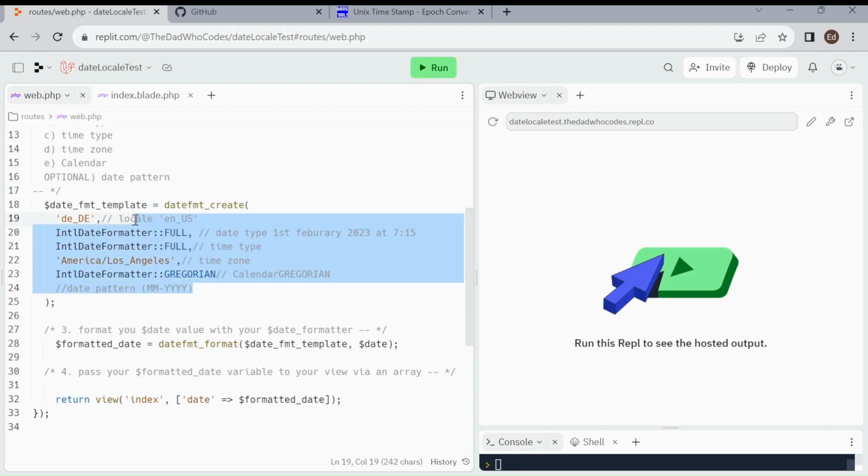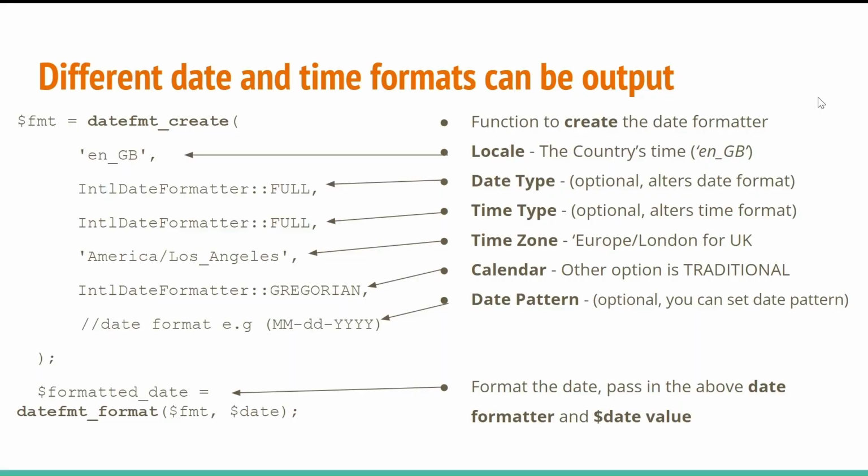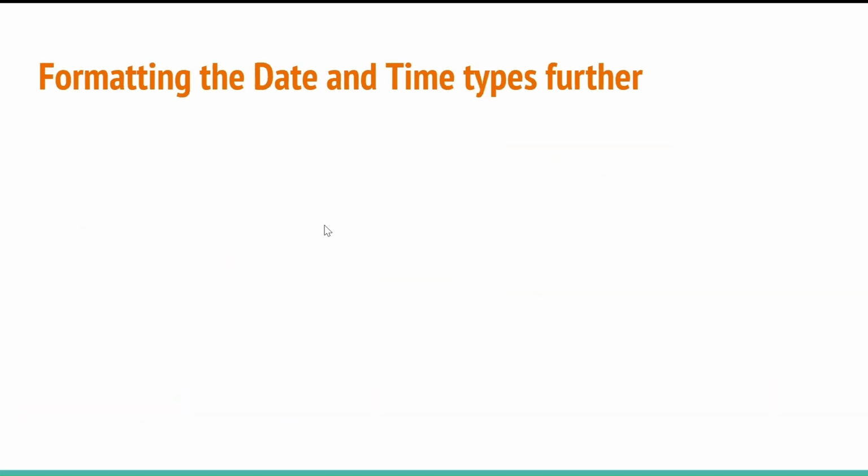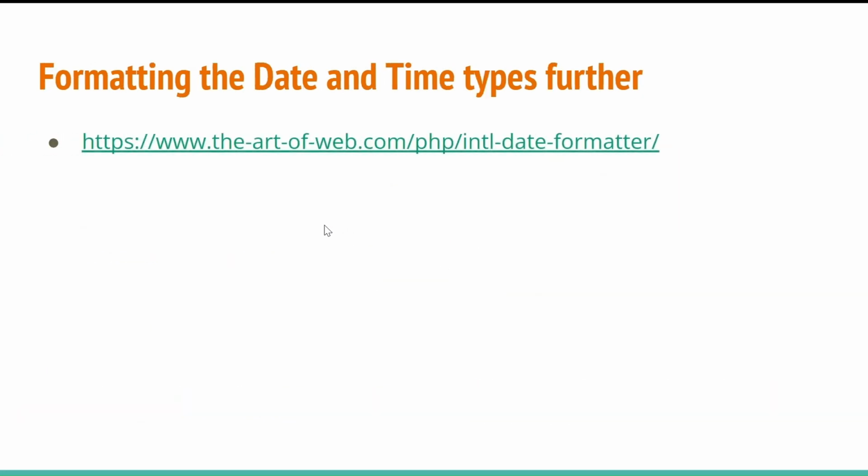And we're going to discuss more about these values right now. So we are going to be discussing more about the create function for the International Date Formatter. And we're going to be looking into what this full value means for the date type and the time type. So there is more information to be found on this URL here.